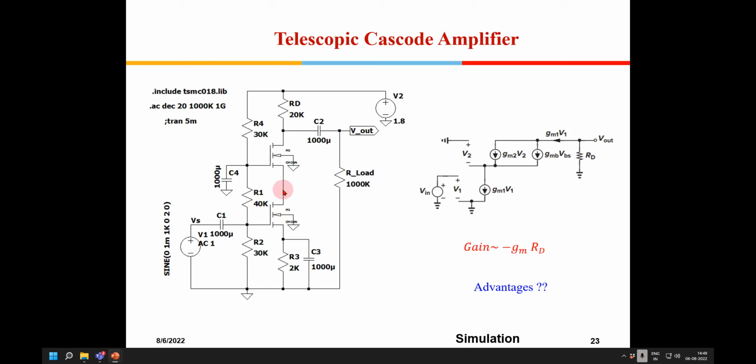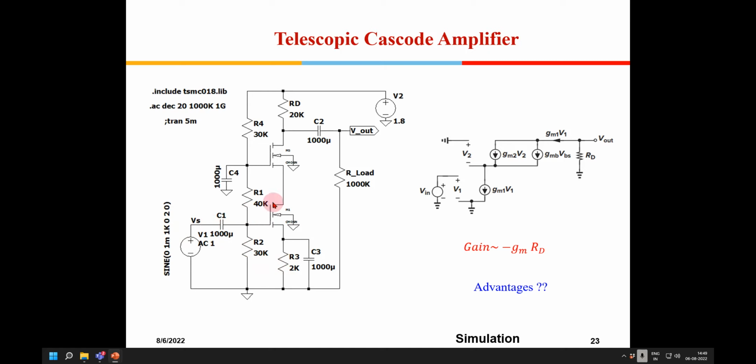So there will be no voltage gain for this particular amplifier. Only one GM VGS current will flow, but there is no voltage gain from here to here. That means there is no Miller effect, so the capacitance will not get multiplied by the gain. So this can tackle high frequencies also.